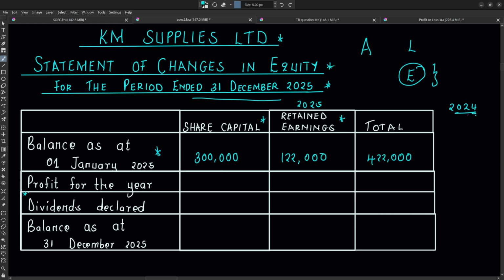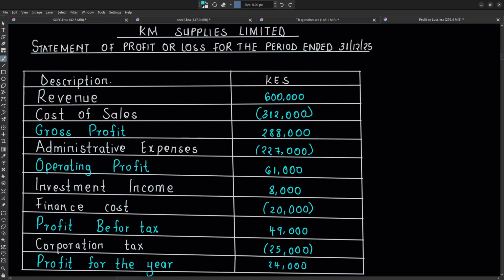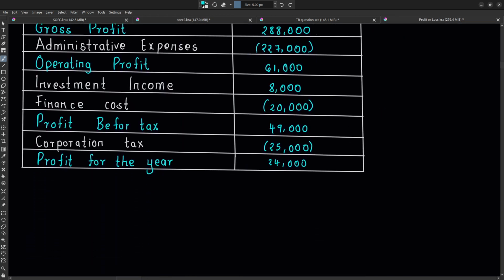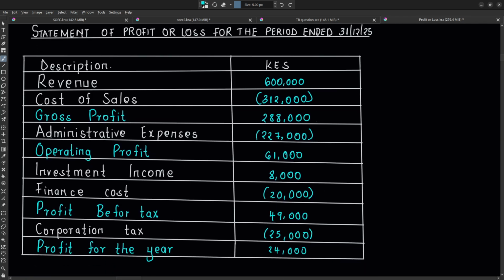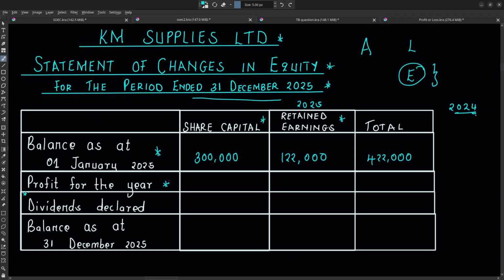Okay, so for the profit for the year, we prepared the statement of profit or loss for this. Remember, in our previous period, we prepared the statement of profit or loss, and we found the profit for the year is 24,000. Always note that the profit for the year increases the retained earnings. So here we're going to have a total of 24,000.